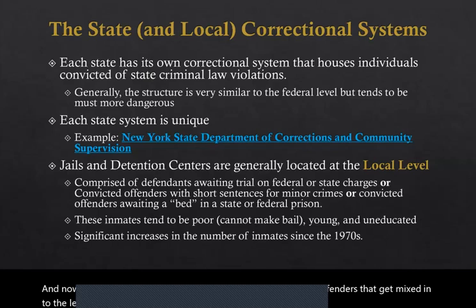That being said, when we talk about jails and detention centers, inmates tend to be poor and they cannot make bail. We'll discuss why bail is such a huge issue. They tend to be young and they tend to be uneducated. And what we've seen is not only a significant increase in the number of inmates since the 1970s, but an exponential increase. Because just as the feds passed more laws, the states got tough and passed more laws and ratcheted up the possible sentences you could get, right? It was this get-tough-on-crime movement that, in reality, we're seeing just didn't work.